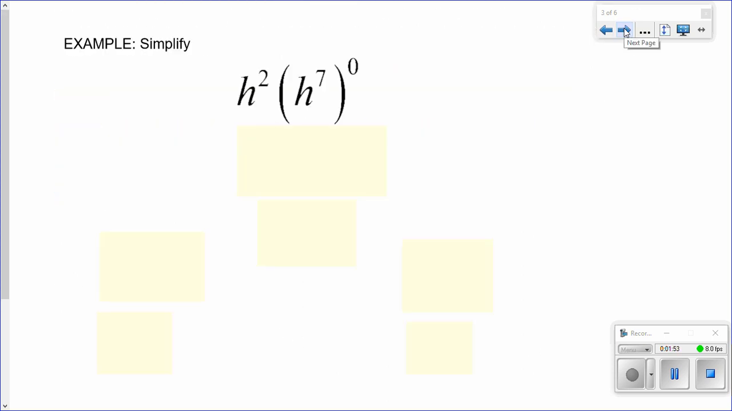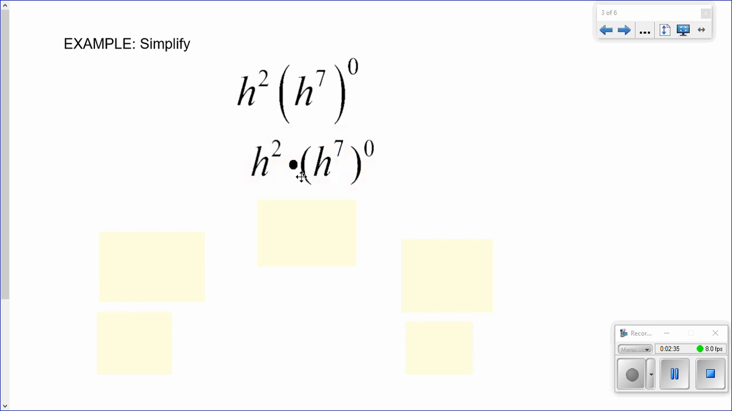Guess not. So here's an example. We have h squared times h to the 7th being raised to the 0 power. So now we have the same base being multiplied here. We also have double exponents going on. We also have a 0 exponent going on. There are different ways you can tackle this. Okay? But I know I can't multiply these two bases together and do anything with their exponents because this one's not really just a 7. It's also got the 0 there. Okay? So there's different ways you can handle it.